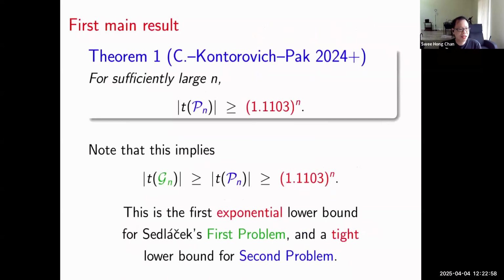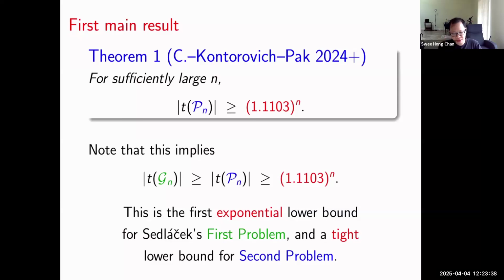Then, without further delay, here is our first main result. Together with my co-authors Alex Kontorovich and Igor, we proved the first exponential lower bound for Sedlacek's second problem. We showed that TPN is bounded from below by 1.1103 to the power of n. So this gives an optimal lower bound for Sedlacek's second problem up to a constant. So this basically solves the problem.